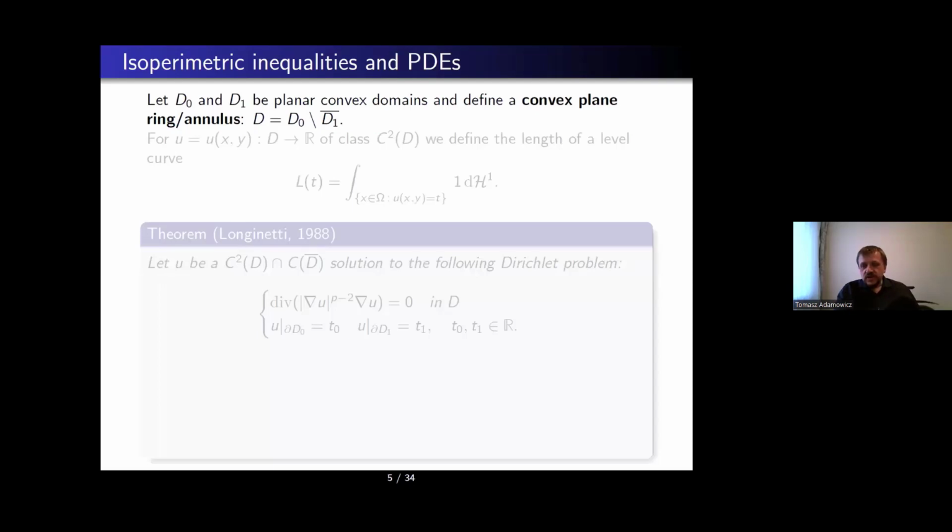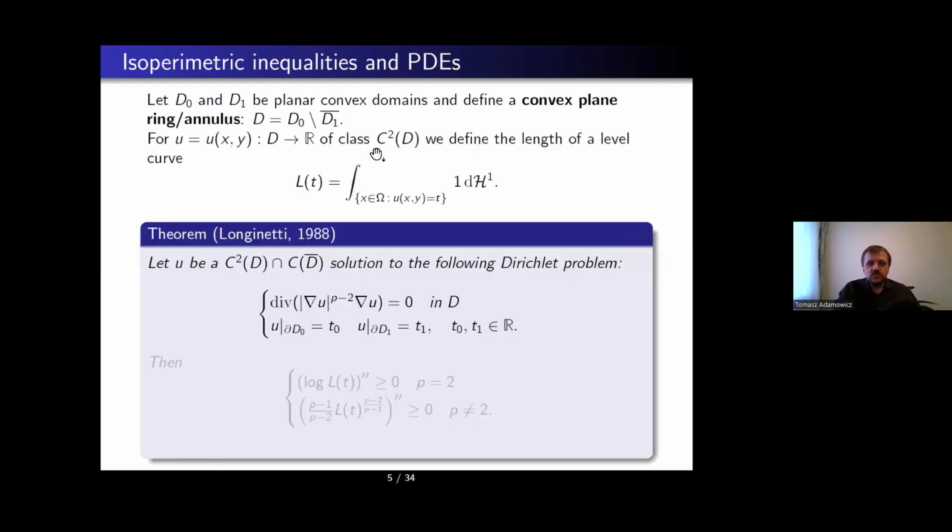And there is another approach to isoperimetric inequalities which relates them to partial differential equations. And in order to introduce this approach, let's first start with a simple case of sets in the plane, and consider D0 and D1 planar convex domains, and define a convex plane ring, also called an annulus, D. Then for a C2 function on such an annulus, consider the function L of t, which gives the length of a level curve and is defined in the most natural way as the integral over the level curve of the function identically equal to 1.